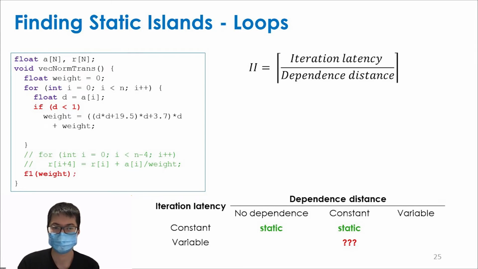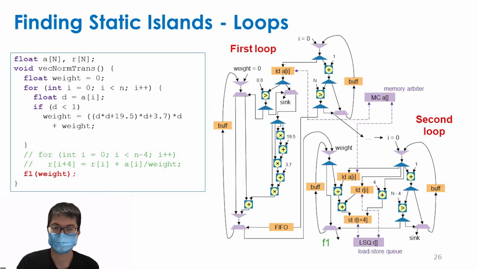Should I take the whole loop as a static island? If I do this, how much throughput will I lose? We build a performance model for making this decision. Let's look back at the data flow graph. Here, we only need to look at the first loop.